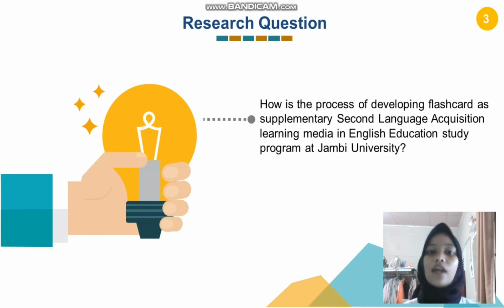So in here, there is a research question. Since I want to develop the flashcard, the research question is like this: How is the process of developing flashcards as supplementary second language acquisition learning media in the English education study program at Jambi University? So in here, I will explain the process from the start until the end of the development section. It can be said that the procedure will be explained from needs analysis until expert judgment.